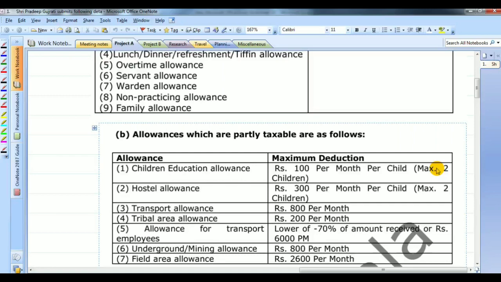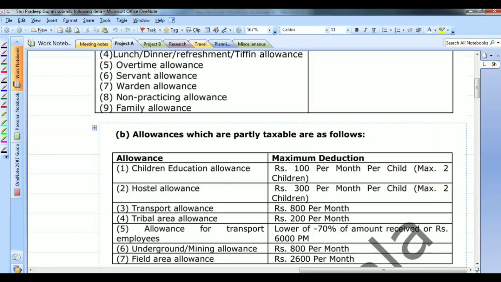You will get a maximum deduction for 2 children only. Suppose you are having 3 children, you cannot claim deduction for 3 children. You can claim a deduction only for a maximum of 2 children. So 100 rupees per month per child. For one child, the annual maximum deduction will be 100 multiplied by 12, that is 1200 rupees, and for 2 children the maximum deduction allowed under this section is 2,400.